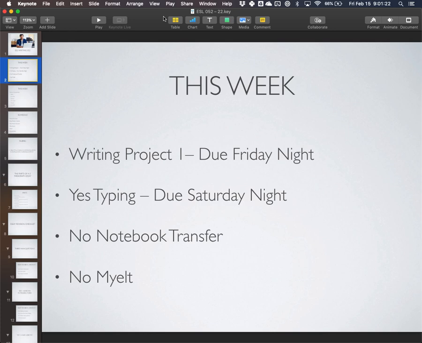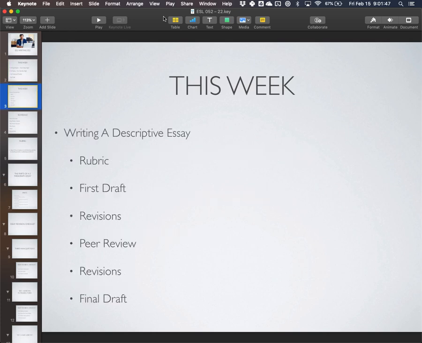Do your typing. One hour for the whole week. Before Saturday at midnight. So you can do it on Saturday, but before midnight. Okay? Before midnight, just like the other ones.